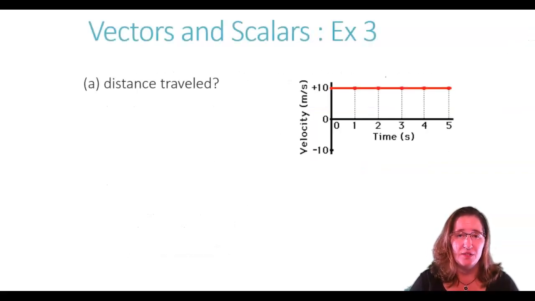Okay, another place that you'll see this is in reading graphs. So this is a velocity time graph, and we've said that the area underneath a velocity time graph is actually distance if you don't include the direction, or displacement here if you do. So the distance traveled here is 10 meters per second for 5 seconds, so that's going to be 50 meters. So in this case, the displacement is actually going to be the same.